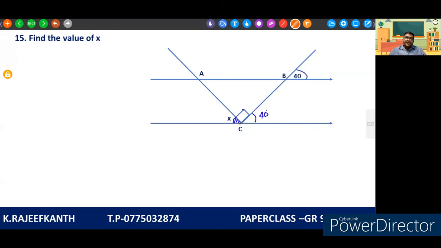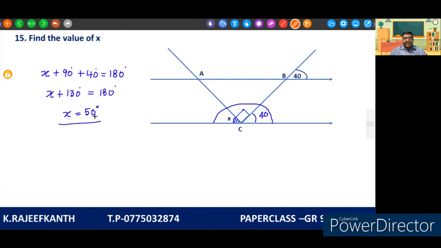Right? Now we know these three angles are on a straight line at point C, so the sum of these three angles will be equal to 180. So now we can write x plus 90 degrees plus 40 degrees is equal to 180. Then x plus 130 is equal to 180. Then x is equal to 180 minus 130, that is equal to 50 degrees.